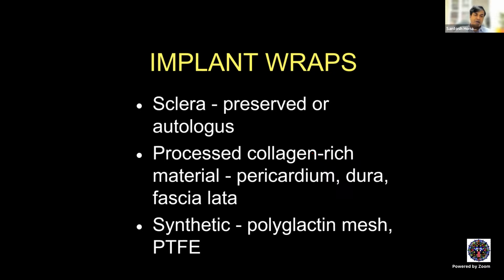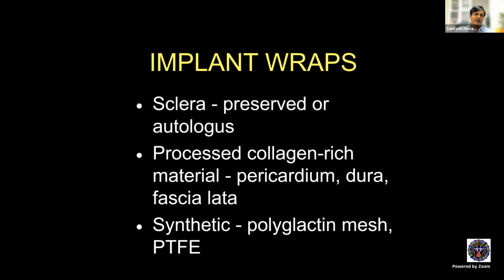And why do you wrap the implant? To make it easier to slide into the orbit, to attach extraocular muscles by means of sutures, or to make the implant integrable with the orbit, otherwise it is a non-integrable implant. So these are the reasons why an implant wrap is used. Other reasons why an implant wrap is used is to minimize the chance of extrusion or exposure.